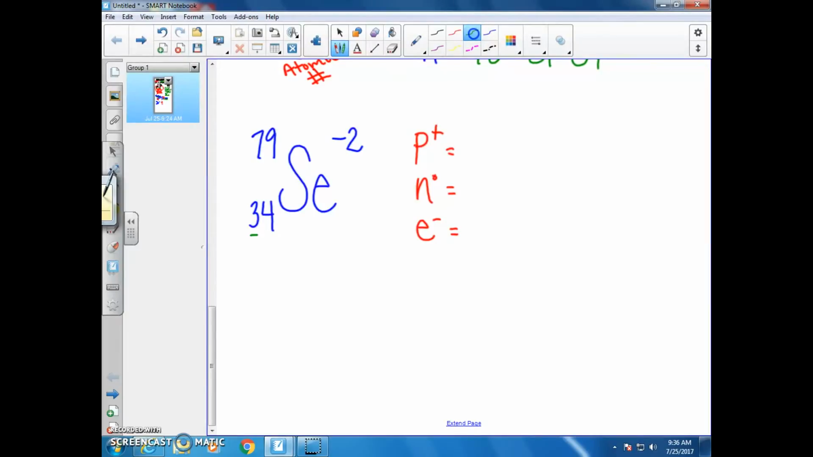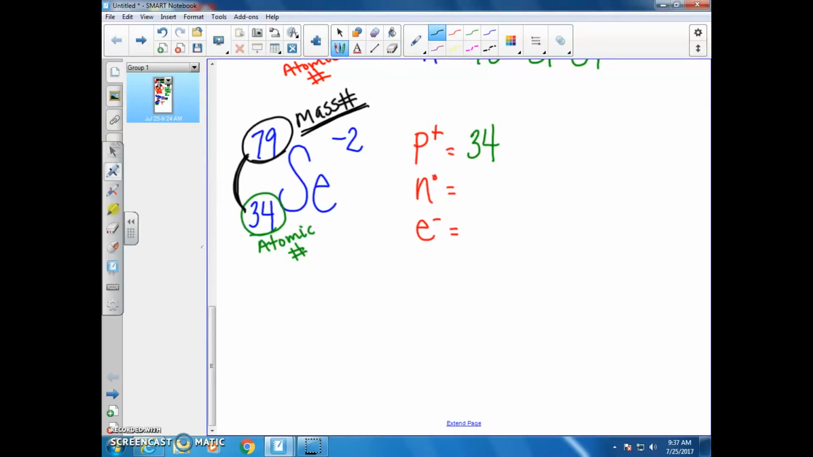So first of all, let's look at 34. 34 was my what? Atomic number. And atomic number is the same as the protons. So I'm going to put 34 for my protons. My number at the top, 79. That is also called my mass number. Mass number minus atomic number, subtracting these two, will tell me how many neutrons I have. Basically, this one, you're subtracting out the protons is what you're doing. So you're going to take mass number and subtract atomic number, and so that would be 79 minus 34, and you're going to get 45 neutrons.